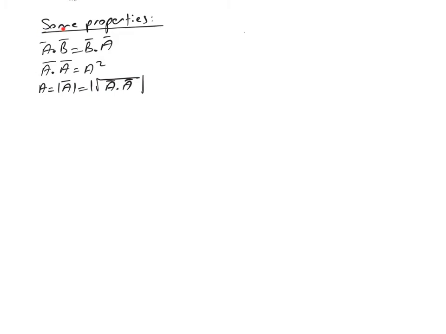Let's talk about some properties of dot product operation. We can simply prove these equations by using the dot product operation. As it is seen from the first equation, the order of vectors in a dot product operation is not important. The second equation says that we can find the magnitude of a vector by using the dot product of itself. And the third equation is another representation of the second equation.